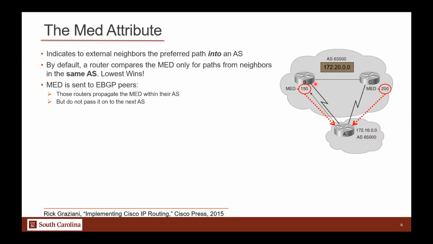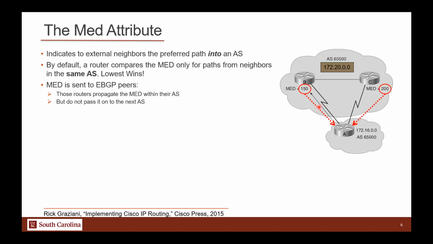You will need to configure the MED attribute within your autonomous system, in particular on routers RB and RC, so that the lower the MED attribute, the higher the precedence, which is in contrast to the local preference attribute. So in our case here, we configured the MED attribute on this link to be 150 and on the other link to be 200. So now all the traffic from autonomous system AS65000 to 65500 will go through the link connecting A to B.